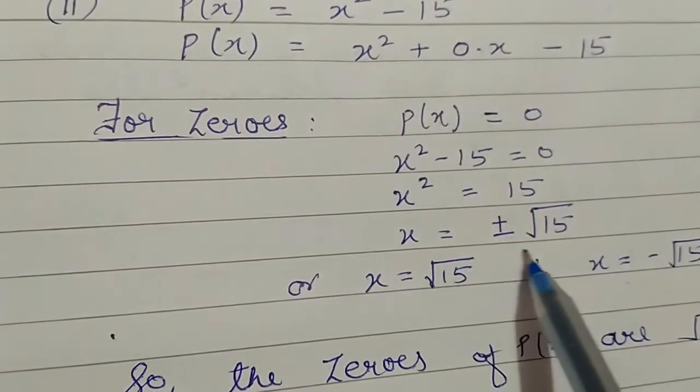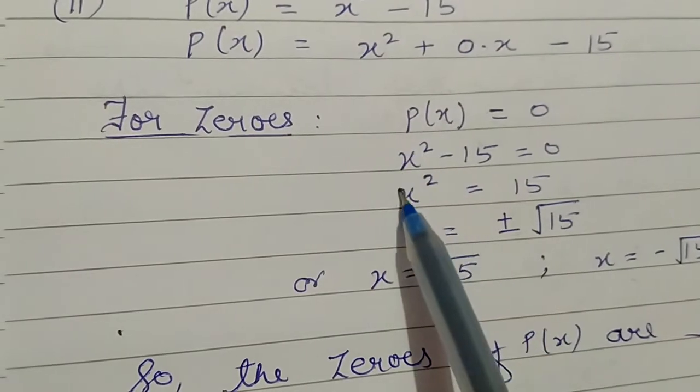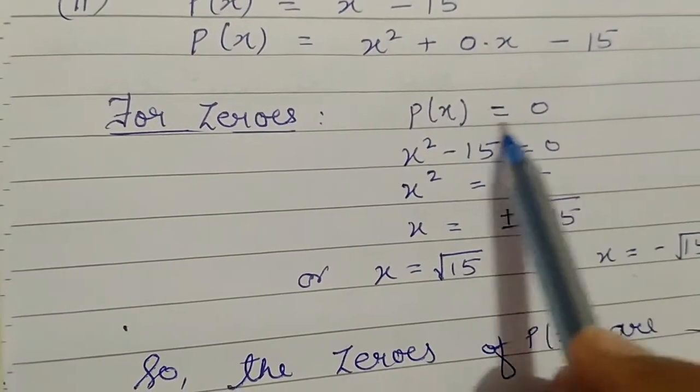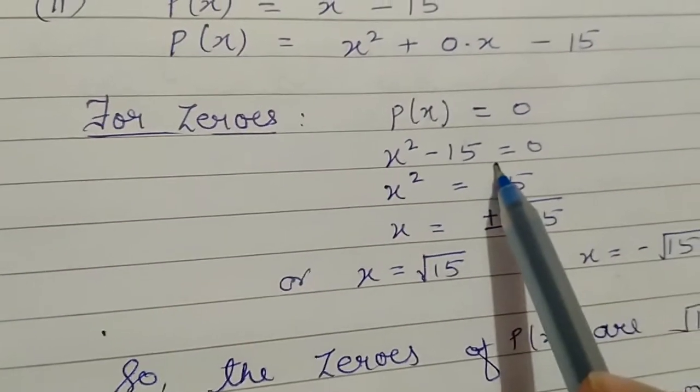Again I am repeating the process of getting the zeros in this case.